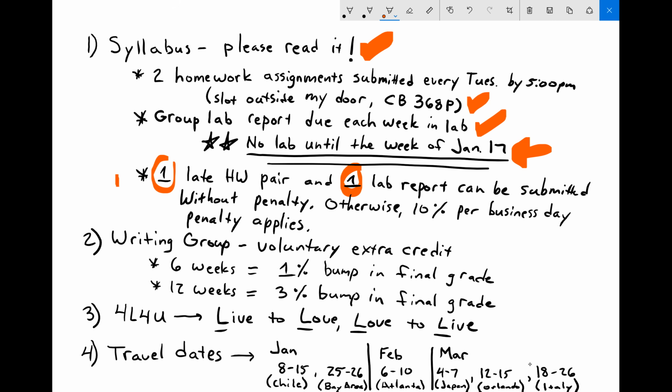Another thing we want to talk about, of course, is the writing group. One of the important things about this class is improving your technical writing. Now, this is not a technical writing class, but this is a class where you're going to apply and practice your technical writing. So my job is not necessarily to teach you technical writing skills, but to critique and help you sharpen and improve your current technical writing skills.